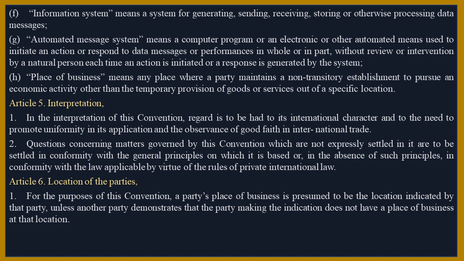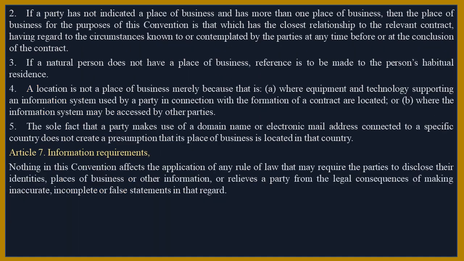Article 6. Location of the parties. 1. For the purposes of this convention, a party's place of business is presumed to be the location indicated by that party, unless another party demonstrates that the party making the indication does not have a place of business at that location.